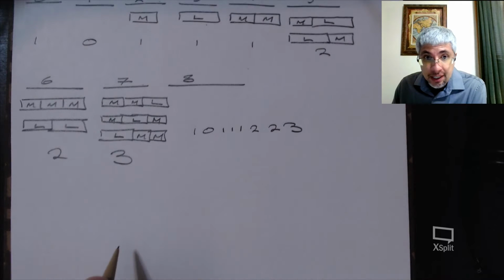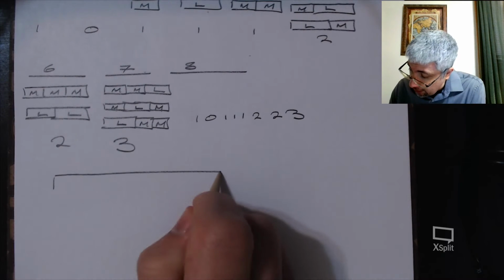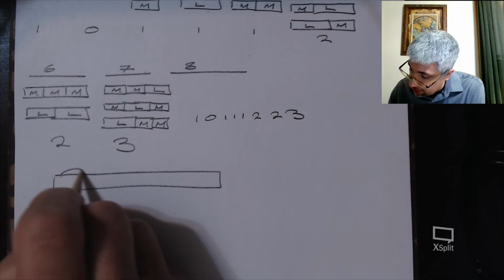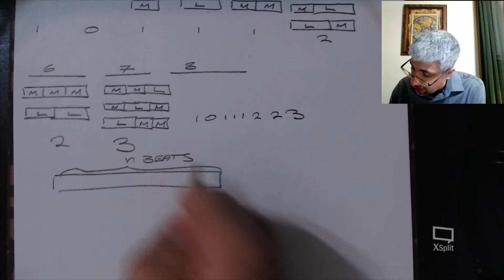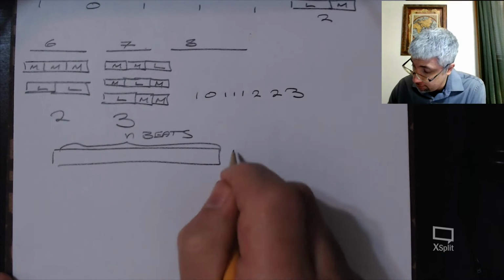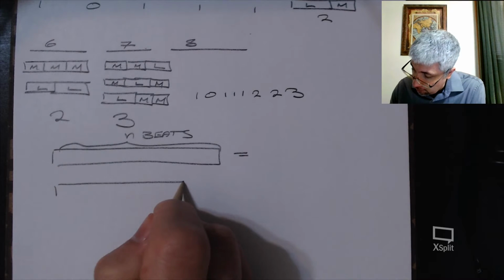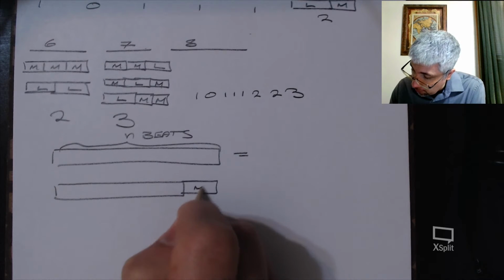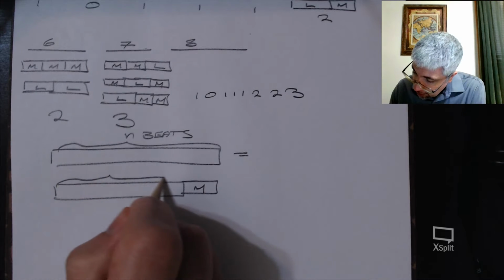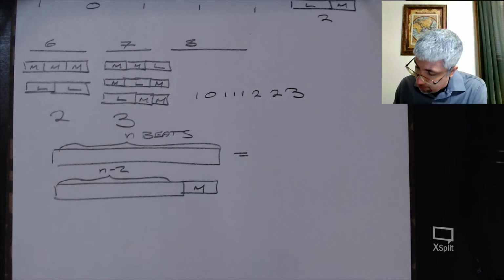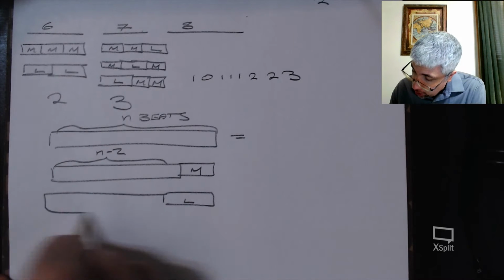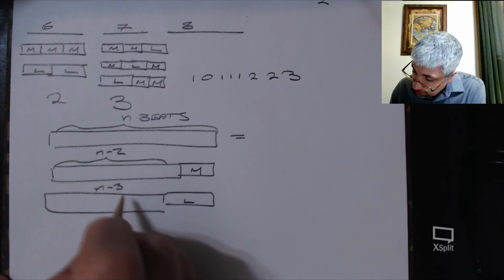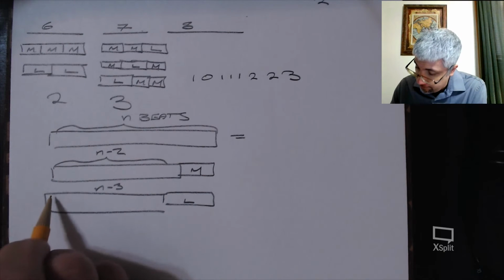How can I figure this out in general? Well, if I have a total of n beats, I have to either end with a medium, which would mean I have n minus 2 beats to fill, or I could end with a long, which would mean I have n minus 3 beats to fill here.